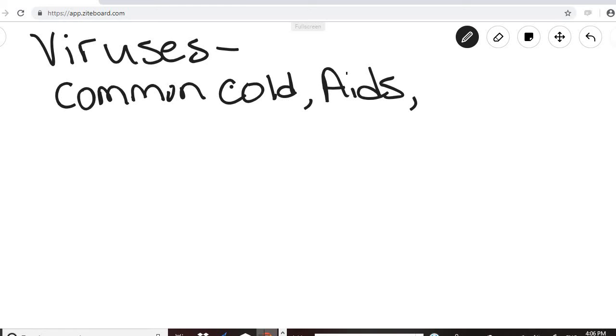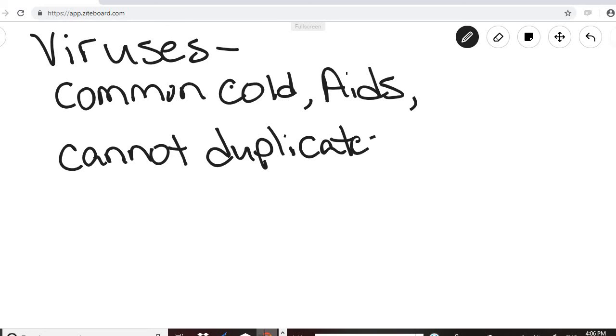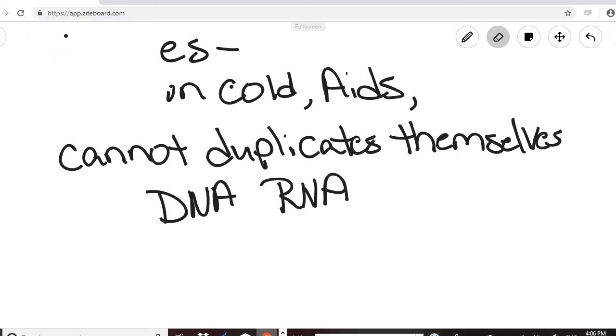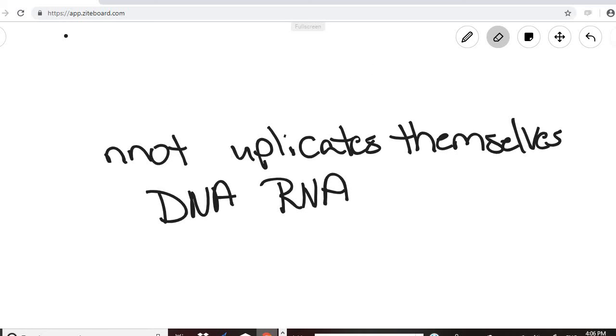And the reason we're talking about viruses is that viruses cannot duplicate themselves. So viral cells cannot duplicate themselves. They have DNA, some of them also have RNA, but they are unable to reproduce themselves. So technically, a virus would not be considered alive because they can't reproduce.